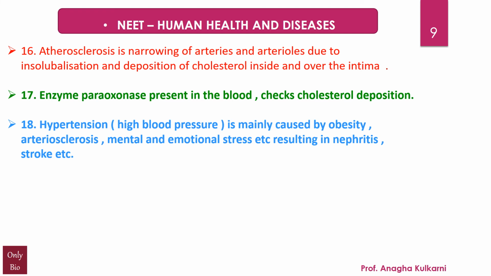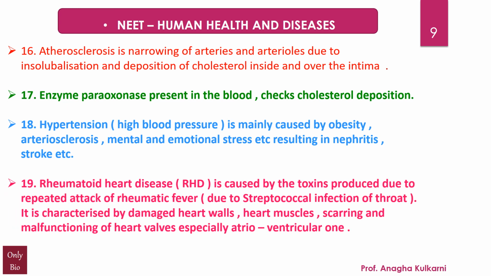Next, hypertension, that is high blood pressure, is mainly caused by obesity, arteriosclerosis, mental and emotional stress, etc., resulting in nephritis, stroke, etc. Next, rheumatoid heart disease, that is RHD, is caused by the toxins produced due to repeated attacks of rheumatic fever, which is due to streptococcal infection of the throat. It is characterized by damaged heart walls, heart muscles, scarring, and malfunctioning of the heart valves, especially the atrioventricular one.